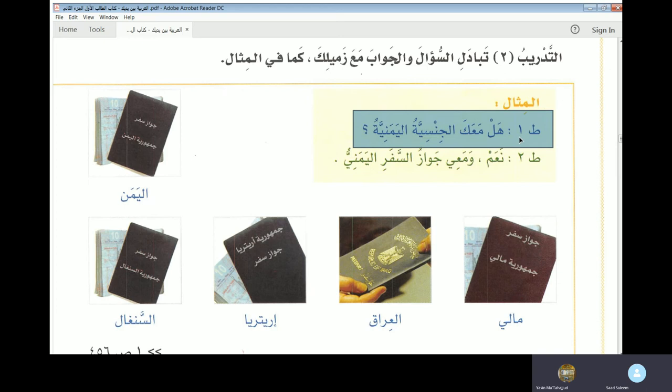Do you have Yemeni nationality? In literal translation, it means do you have a Yemeni nationality with you? But in English, we don't use this type of question. Am I right? Yes, that's right.